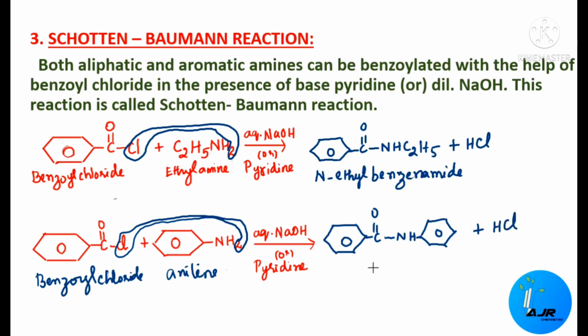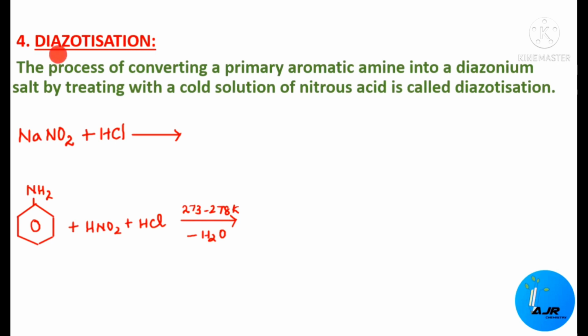So what's the name of this compound? Benzanilide, B E N Z A N I L I D E. Or another name is also there: N-phenyl benzamide. Understood? Because this phenyl group is attached to the nitrogen, so N-phenyl. This is nothing but benzamide. Understood? So the next important reaction is diazotization.